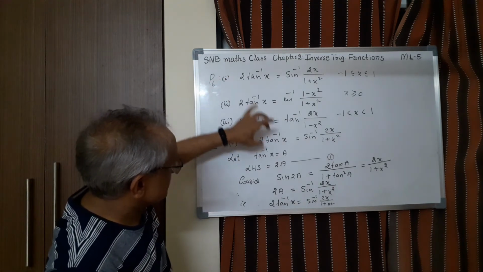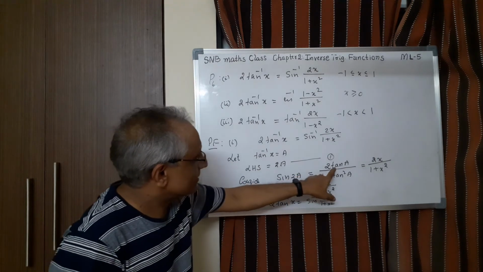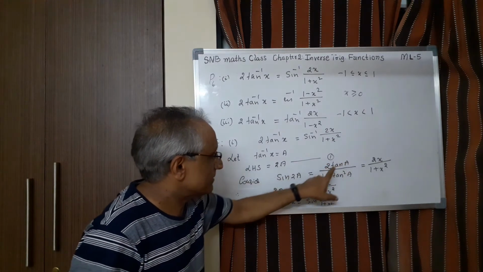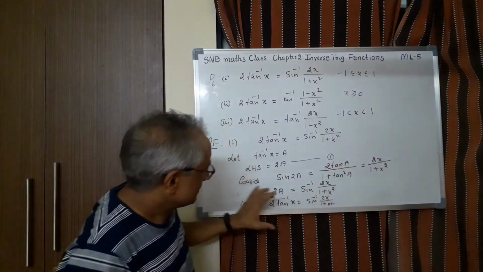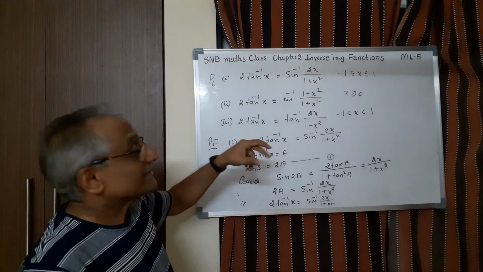Same way, the first step is the same. LHS is 2a only. Instead of sine 2a, if you take cos 2a, you get here 1 minus tan square a by 1 plus tan square a. Exactly the same thing. Here you get cos inverse. Same thing here also.